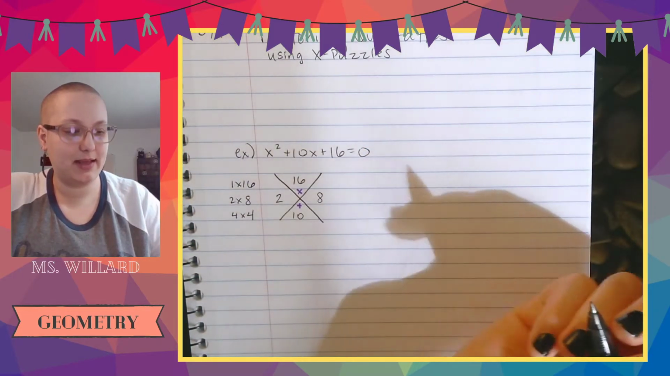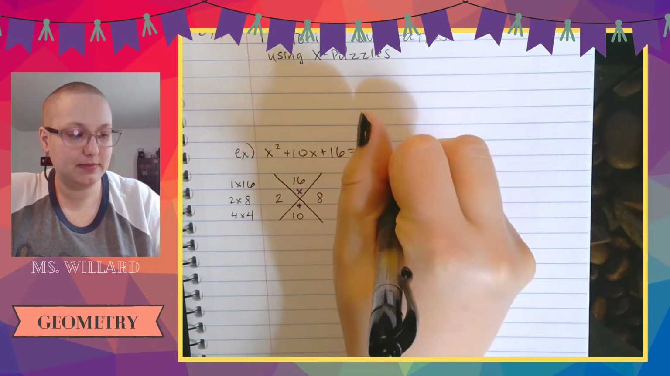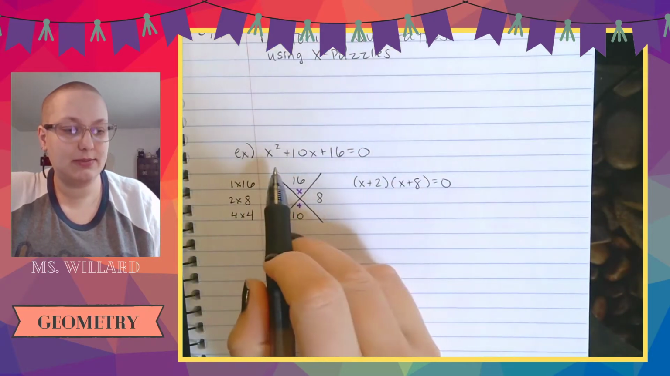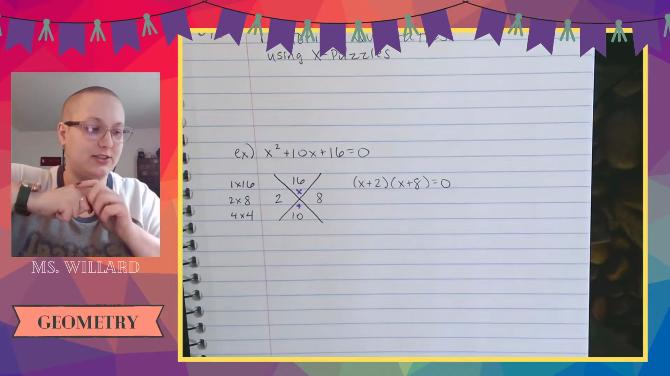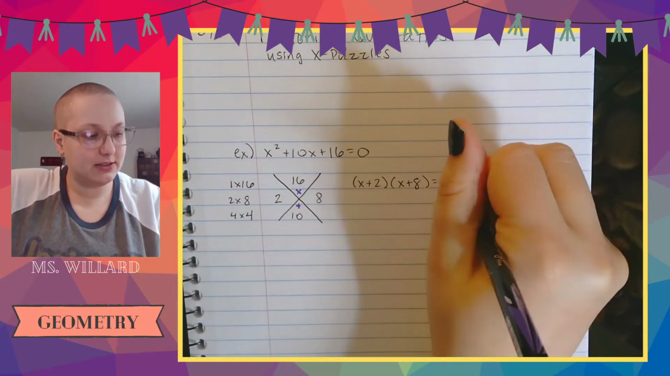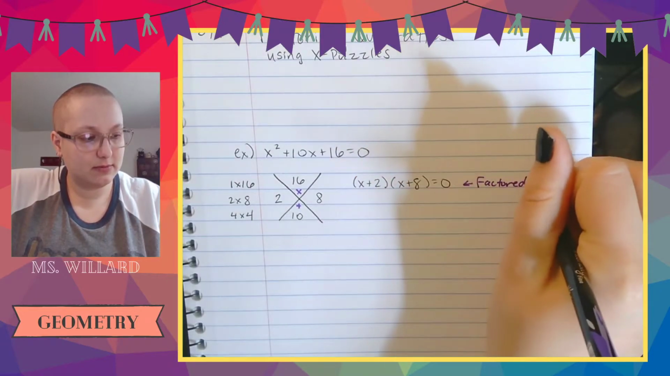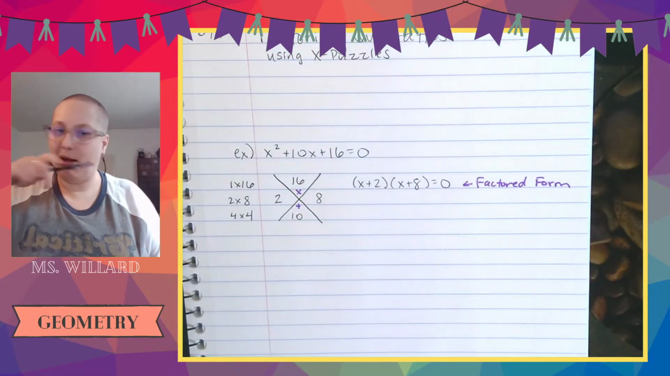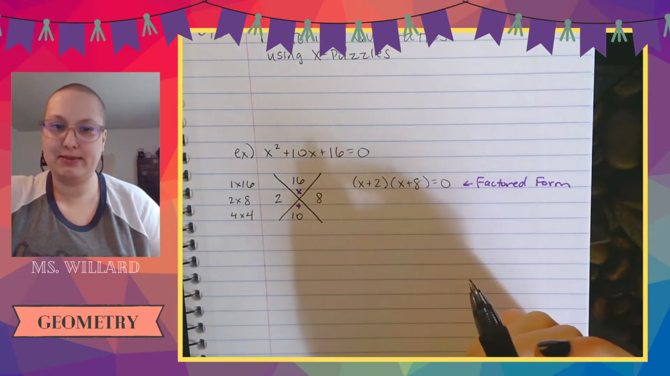And then what we get from that is x plus 2 and x plus 8 equals 0. So I'm taking this standard form right here and changing it to factored form. Isn't that beautiful? I'm going to color code where all the numbers came from and where they went in a second, but for right now I'm just going to keep solving.